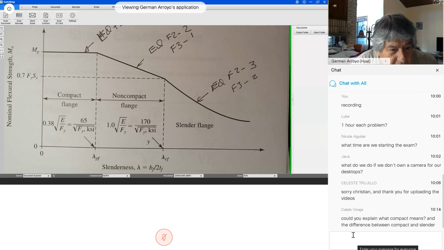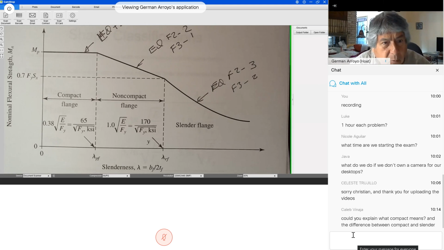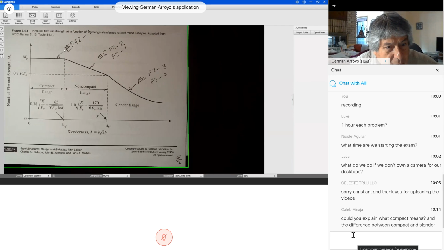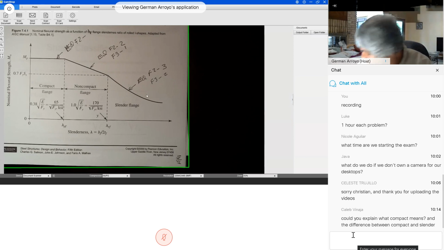And instead of L sub P, it had lambda sub P of the flange, and it had lambda sub R of the flange. But this is the same that we had before. And I have written the equations in here. They had a horizontal, a linear portion, and a parabola.